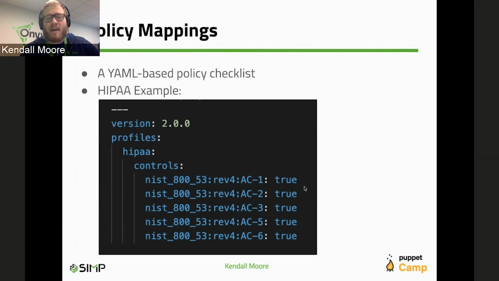The reason that we have these as key value pairs that you can toggle is that it allows you to either add these things one at a time, or you could also import an entire other policy. Let's say we could say HIPAA imports all of the NIST 800-53 controls. And then for the individual ones we don't want, we could toggle them to false like this.